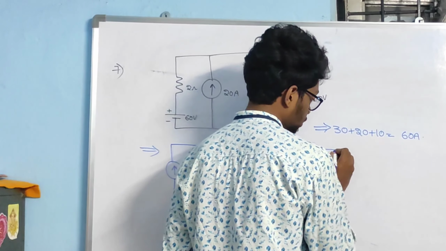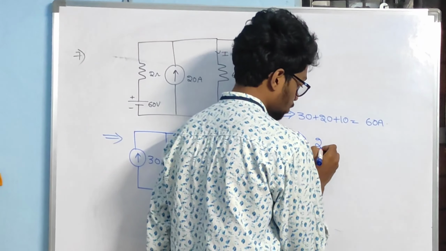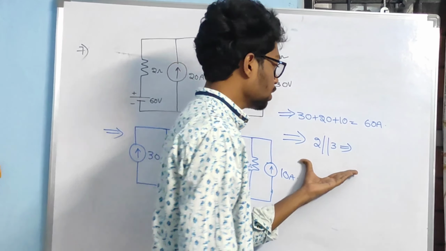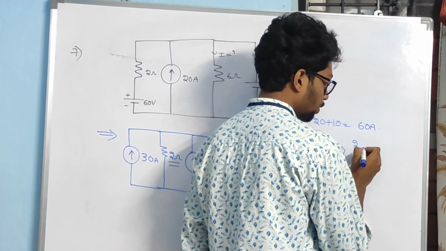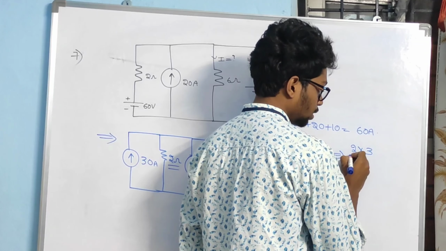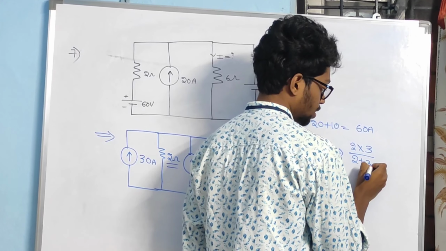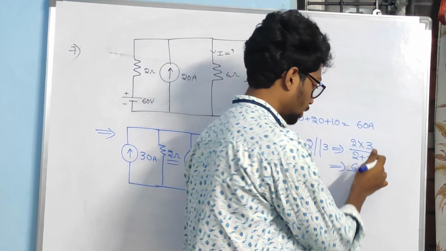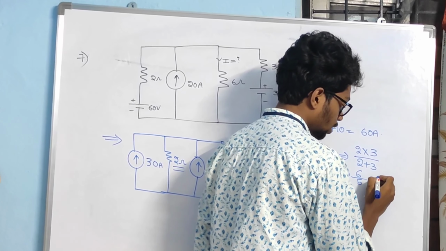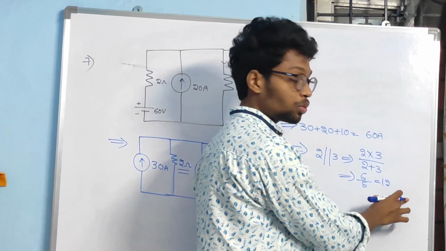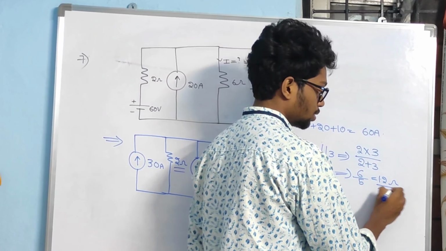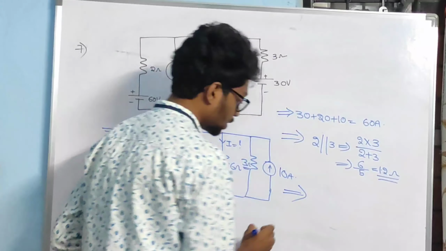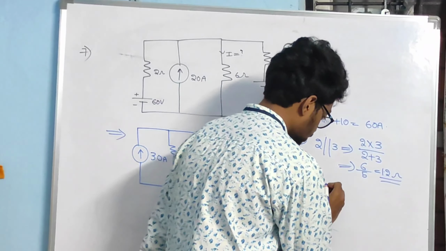We know when two unequal resistances are connected in parallel, we get R1 R2 by R1 plus R2. So 2 into 3 divided by 2 plus 3. 2 into 3 equals 6 and 2 plus 3 equals 5. There we go, 1.2 ohms.